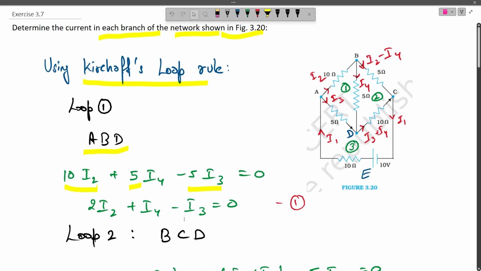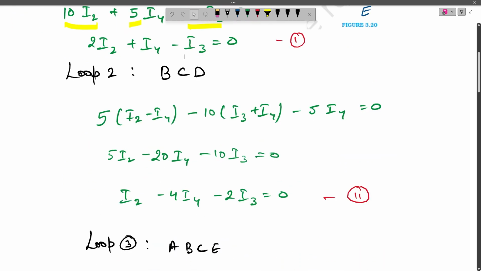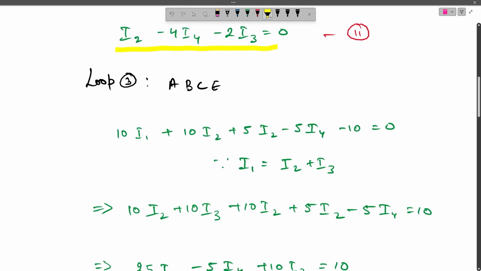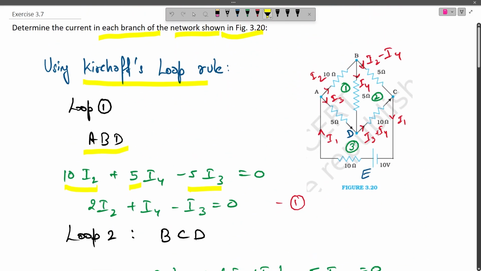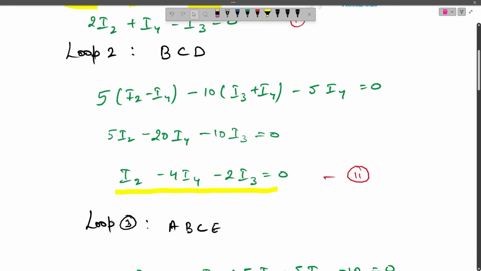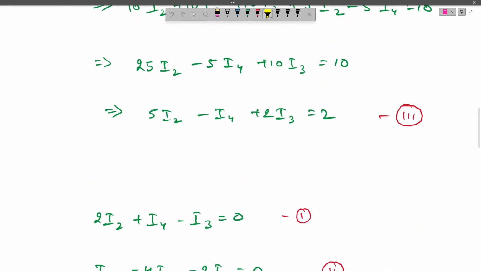Now similarly in loop BCD, we see 5(I2 minus I4) minus 10I3 plus I4 minus 5I4 equal to 0. This will give us I2 minus 4I4 minus 2I3 equals 0. Now similarly in the loop ABCE, we will see that 10 times I2 plus 5 times (I2 minus I4) minus 10 plus 10 times I1 would be equal to 0. Now this will give us 5I2 minus I4 plus 2I3 equals 2.